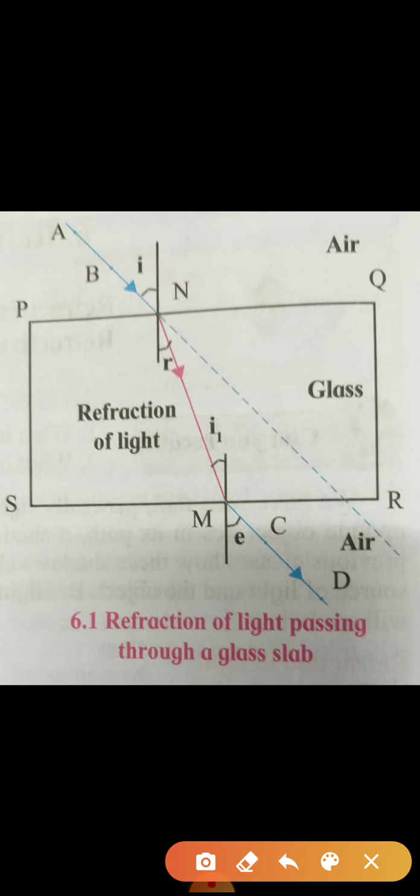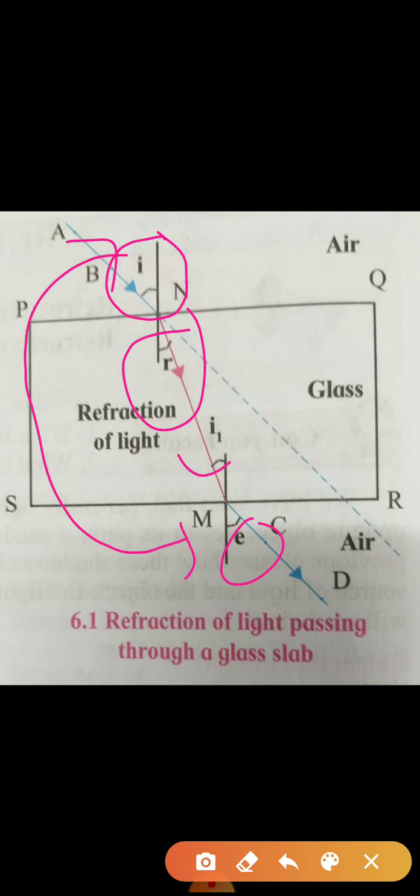So which angles are equal? Angle R and angle I1 are always equal. So in the second refraction, the angle of refraction is E, the angle of the emergent ray, which is equal to which one? So E is equal to which one? I. Yes. So these two are equal.